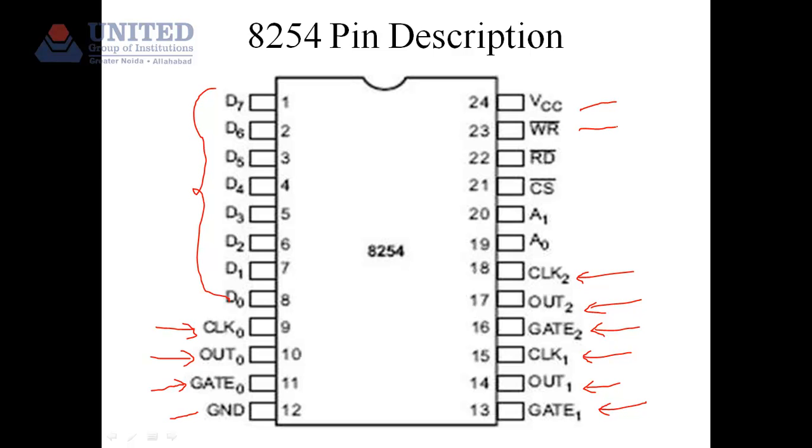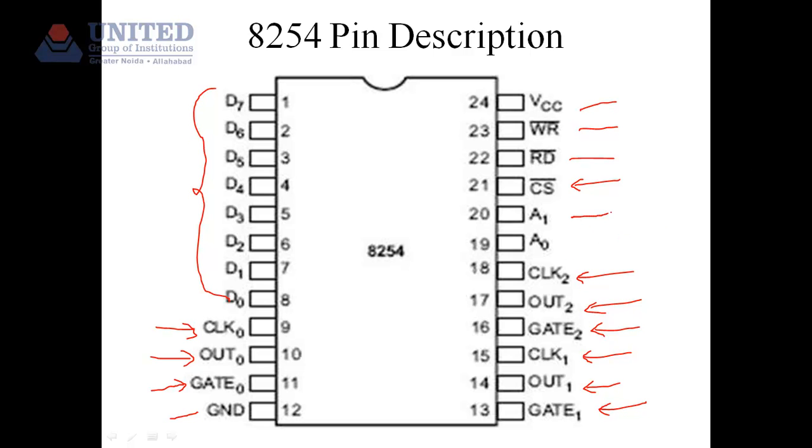WR bar we are well acquainted with, that is if it is active low, the writing operation will start. RD bar is read bar, if it is active low, the read operation will start. And this is the chip select bar. CS bar is chip select bar. Once it is active low, then only this IC will be in read or write mode, otherwise it will be in high impedance. Means if we want to take work from this IC, this CS bar has to be in activated mode. Since there is a bar above it, it has to be given active low for getting it activated.